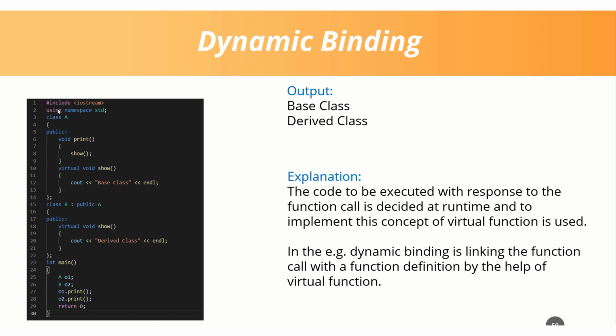Let's see the program. Class A, in this a function with return type void, then virtual function return type void, show, cout base class. Class B inherited publicly from A, virtual function return type void, function name show, cout derived class. Main function, objects. Here our output is base class, then derived class.